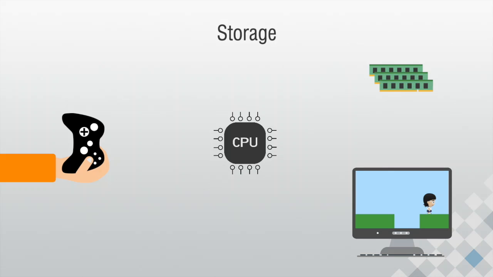The other option for processed data is to be remembered for later use. This is called storage. When the player saves her game, the computer records information about the game into its long-term storage. This lets the player turn her game off, then pick up where she left off when she comes back.